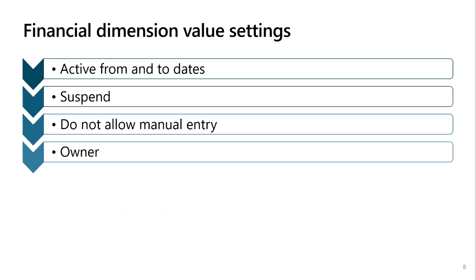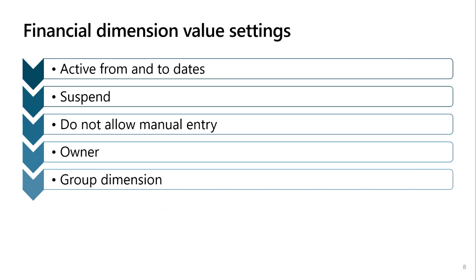You can use the owner field to link a dimension value to a worker in your organization. This can be useful when you use workflows as a dynamic way to assign a work item to a specific user based on the worker selected on the dimension value that is linked to the related source document.